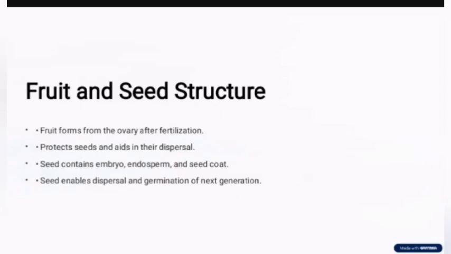Seed coat. So fruit means what? Mature ovary. Seed means what? Mature ovule. Alright. So what's the primary function of the seed? It enables dispersal, that's spreading, and germination of the next generation.